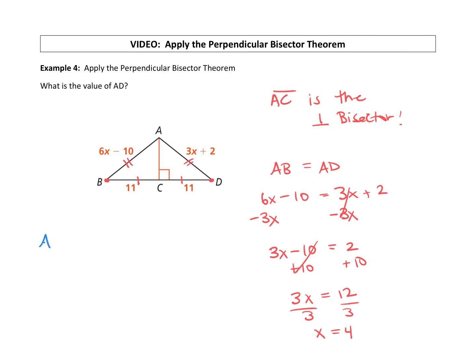We can see in the picture that AD is equal to 3x plus 2. Now that we know that x is 4, let's just plug in a 4 for the x. 3 times 4 plus 2, that gives us 12 plus 2, which tells us AD is equal to 14.